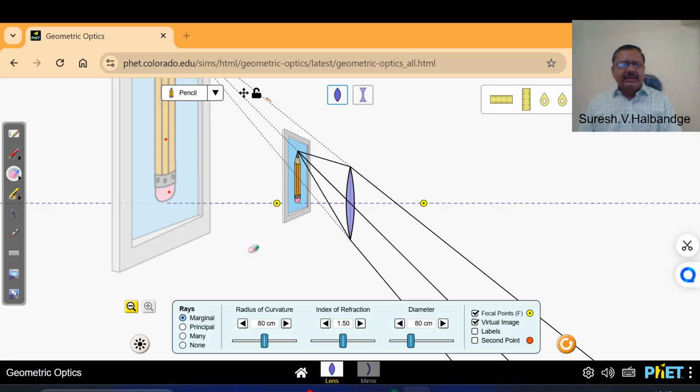So the lens used in this manner is called a simple microscope. We know these lenses are used by watch repairers in order to observe micro objects. We use these biconvex lenses.